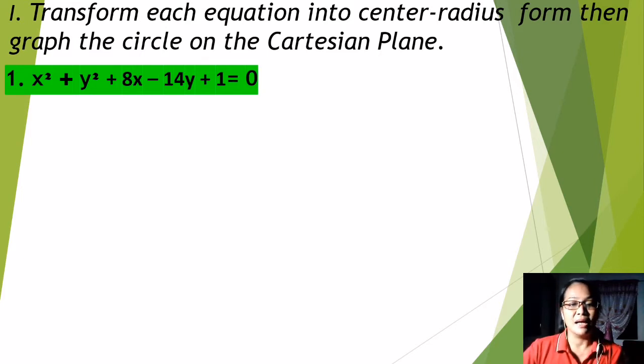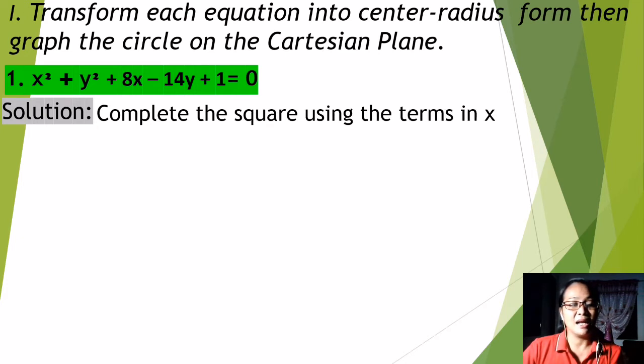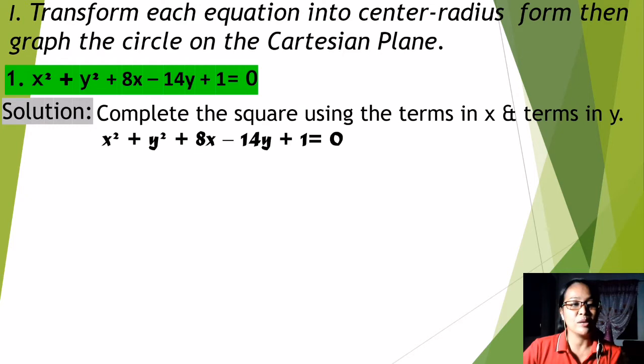So una, ang solution natin ay by completing the square. So first, kopyahin natin ang given. X squared plus y squared plus 8x minus 14y plus 1. So una, para magawa natin ang completing the square, ay pagsamahin muna natin ang in terms of x. So x squared and 8x, and then y squared and negative 14y together.